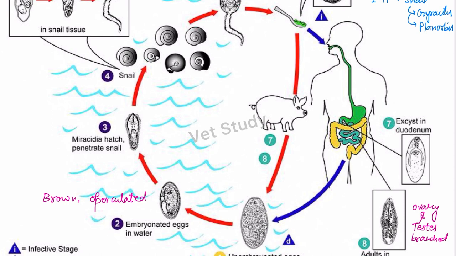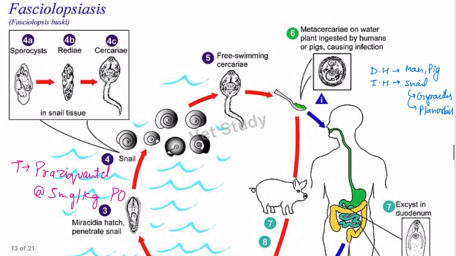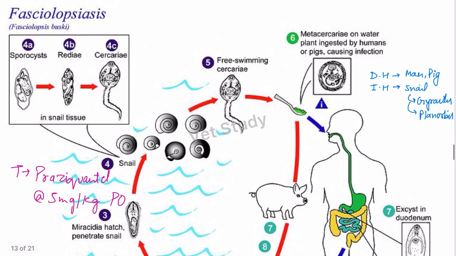And if we talk about the diagnosis, then eggs in the feces, brown-colored eggs or thin-shelled eggs, will be present. This is the diagnosis. And if we talk about the treatment, for treatment you can use praziquantel. You can use praziquantel at the rate of 5 mg per kg body weight orally. So you can use this for the treatment, and control is similar to Fasciola. So this is the life cycle of Fasciolopsis and the pathogenesis, control and treatment.